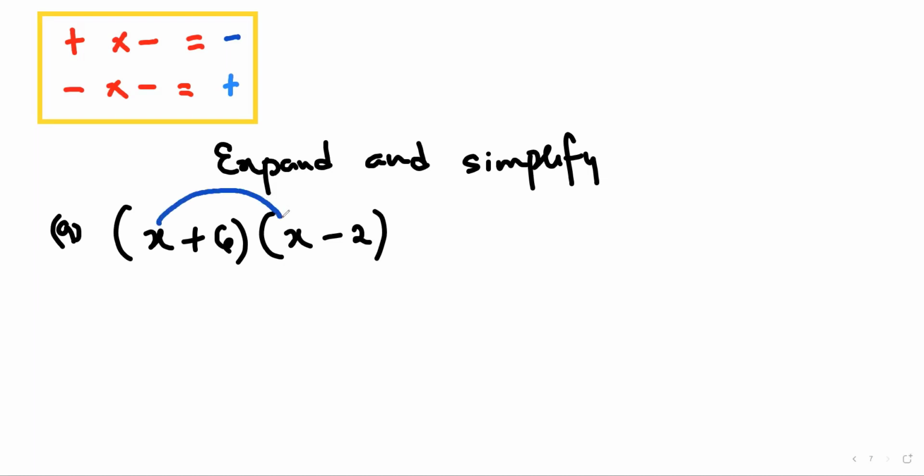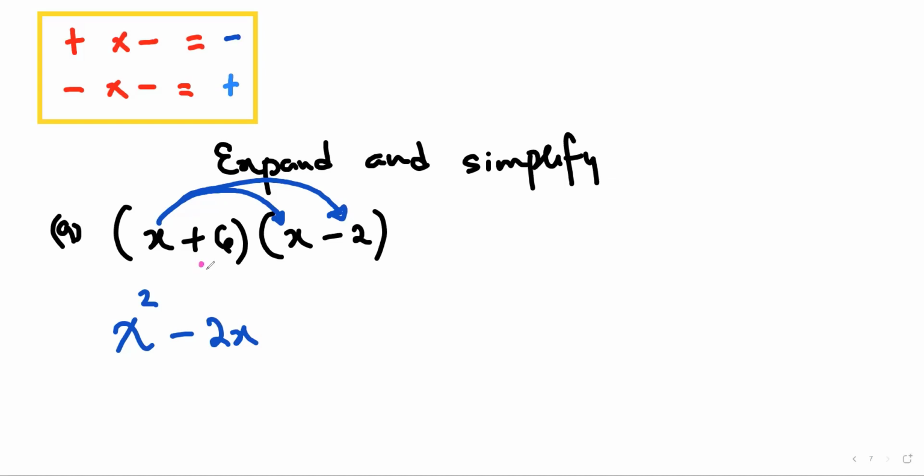Say you do x times x, which will give you x squared. Correct. And then after you put your plus, you do x times minus 2. What's it going to give you? 2, is it plus or minus? Minus 2. Is it just minus 2 or minus 2x? Minus 2x. Good. So next, what do we do?